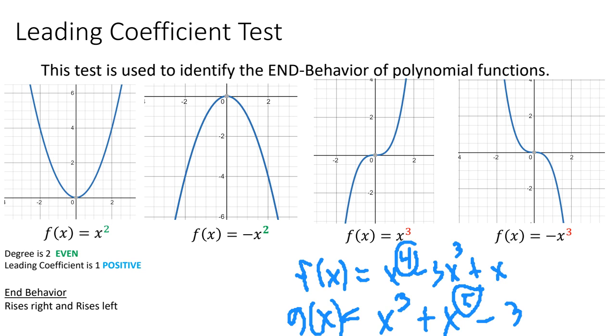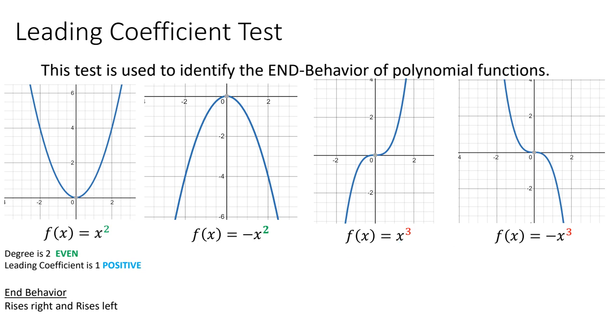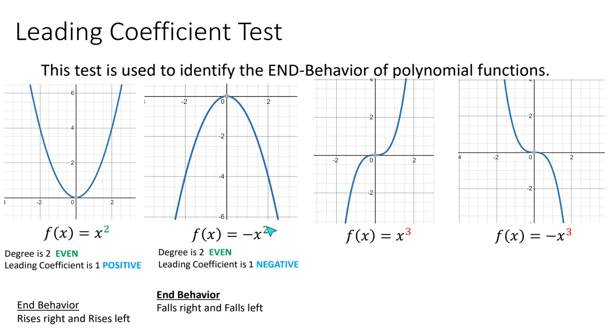All right. So let's continue. If this is the case, then the behavior, notice it's rising to the left and it's rising to the right. Okay. Let's look at the second one. So here the degree is even because it's 2. And I have a -1 in front of the leading coefficient. The leading coefficient is -1. So here I have my -1. So the behavior is it's falling to the left and it's falling to the right. Okay.